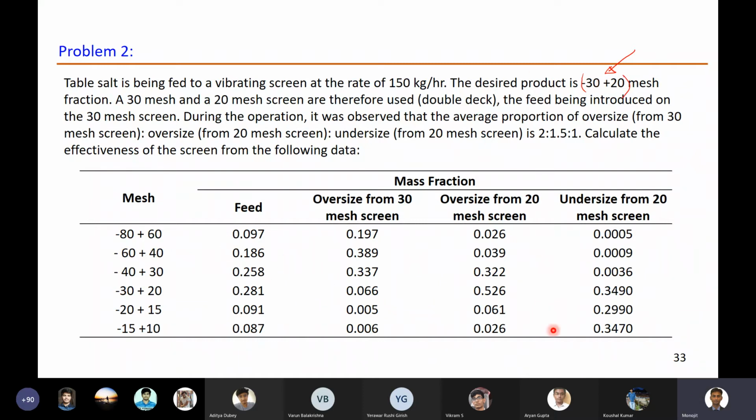So I hope now you can understand how we construct this table. You take the entire feed material which is fed to the screen, do a sieving analysis, and you will get this data. Take the entire material that you obtain from the oversize of 30 mesh screen, do a sieve analysis, again you will get this data. Whatever you obtain from the oversize of 20 mesh screen, again do a sieving analysis, you will get this data. Undersize of 20 mesh screen, do a sieving analysis, you will get this data.